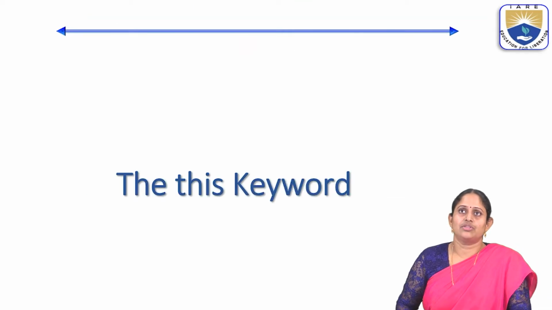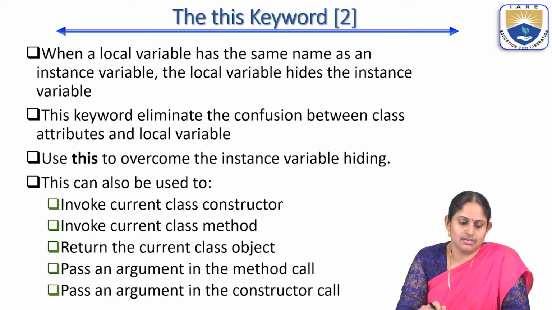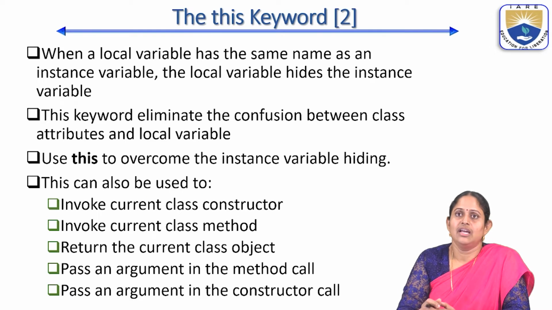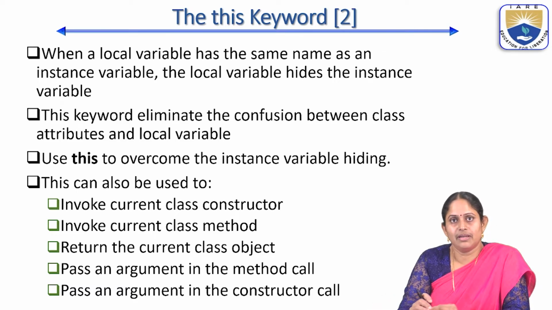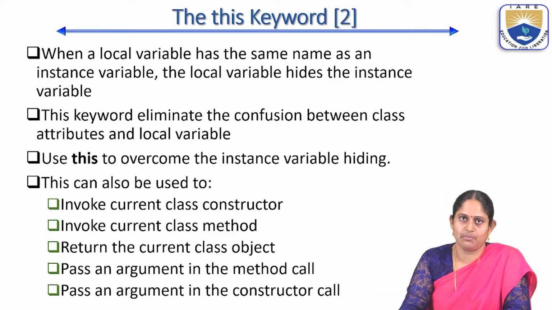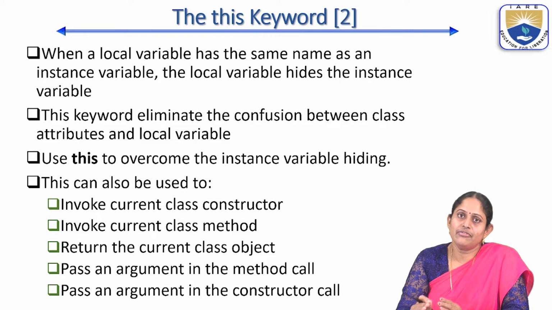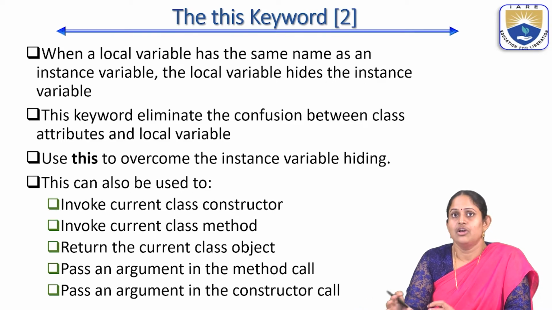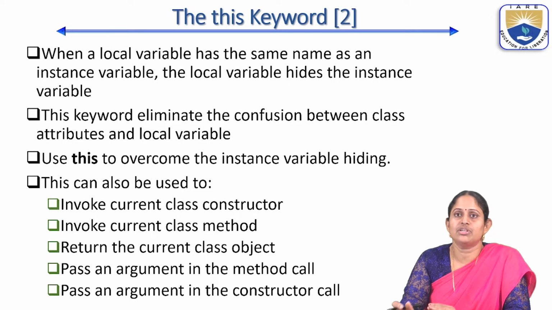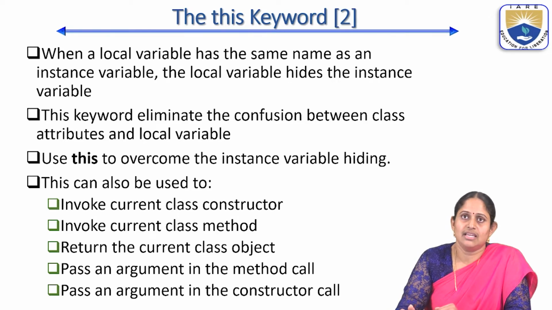Next, let's look into the use of this keyword. So why do we use this keyword? Now, programmers have a habit of using the same names for the formal and actual parameter. So when we follow such things, there may be confusion about which is the actual class attribute and which is the local attribute. So in order to eliminate the confusion we make use of this keyword.